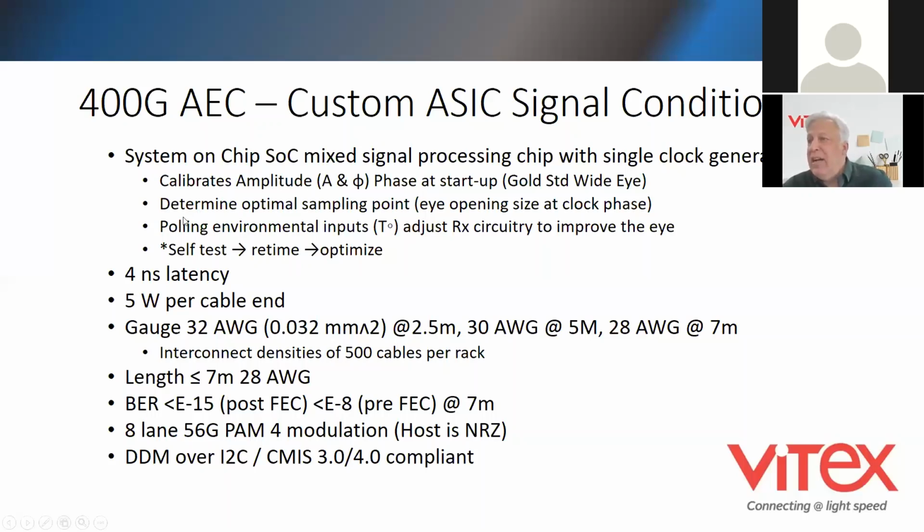Once it gets that golden standard, it basically pulls environmental inputs that are also on the chip, i.e. temperature, and it'll adjust the circuitry on the receiver end to improve the eye, so it's always looking at the optimal sampling point. So this thing's self-testing, retiming, optimized. Self-test, retime, optimize. So this thing is always looking for the best eye, and therefore looking at the best BER, if you're familiar with that term.